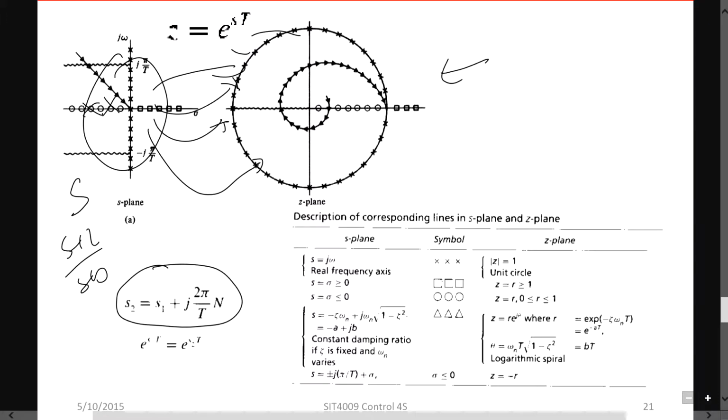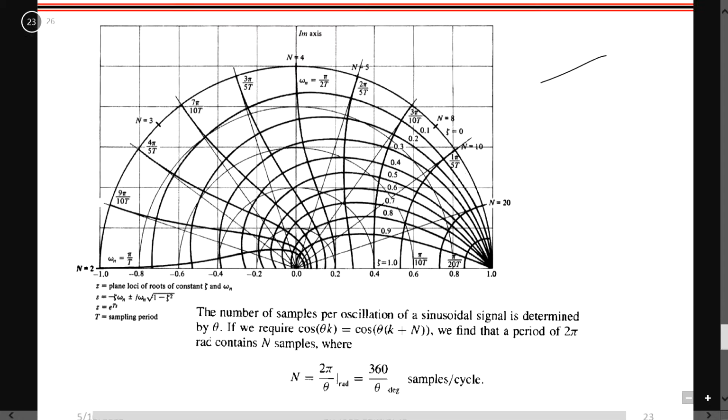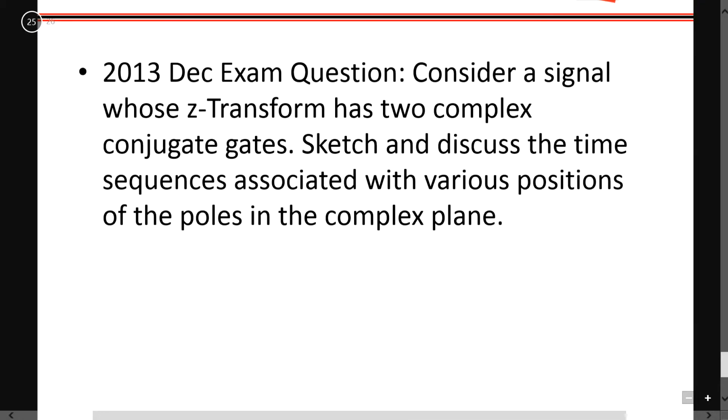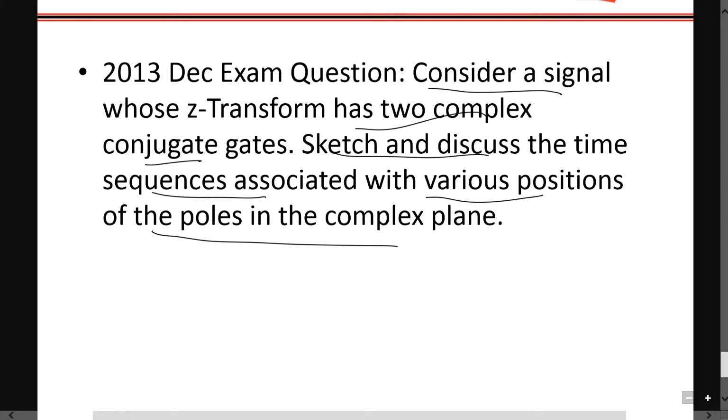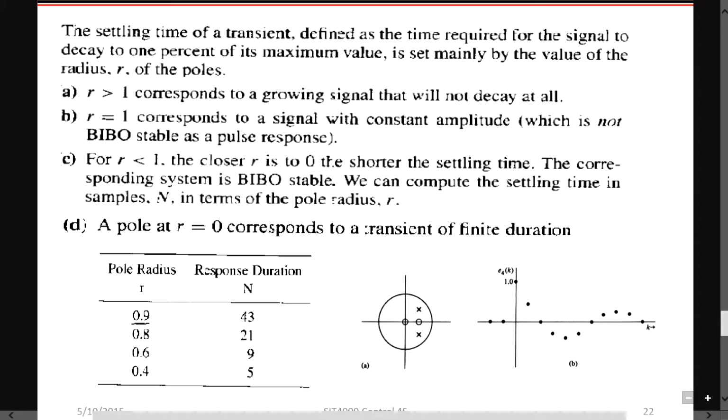If you still remember, this little thing over here is actually your damping factor. You may have something like this going on and going on. Yeah, this one over here, if you still remember. Consider a signal that has two complex conjugate poles. Sketch and discuss the time sequence with various positions. How do we do this? Even over here, for different pole radius, if it's 0.9, if it's 0.8, these are the durations, the time duration.